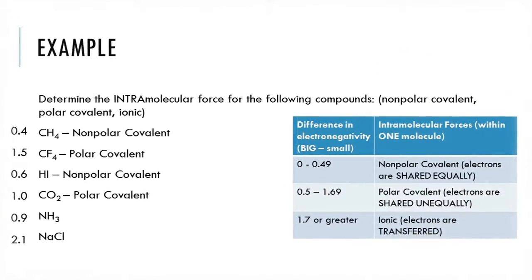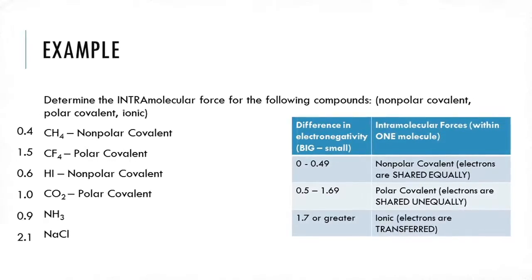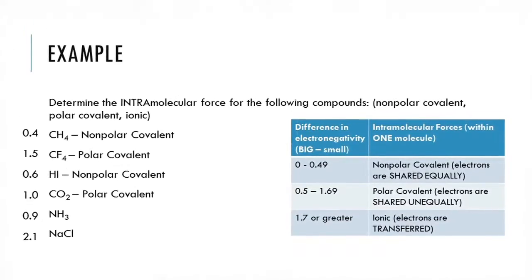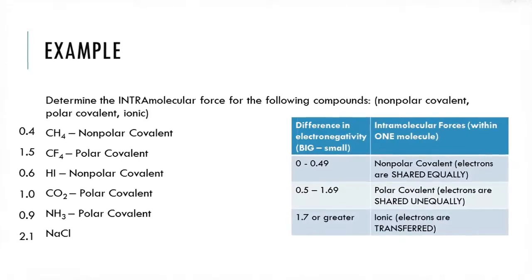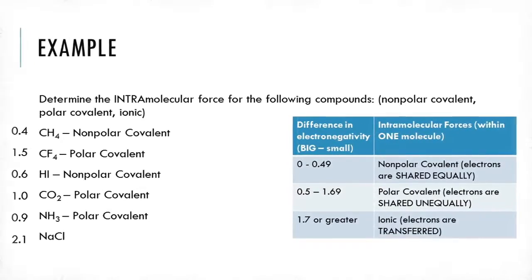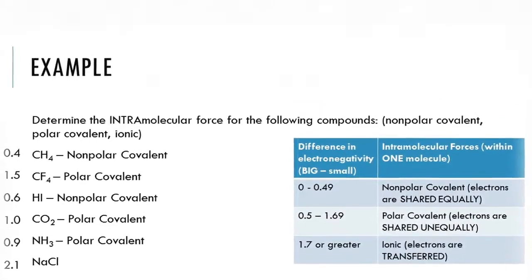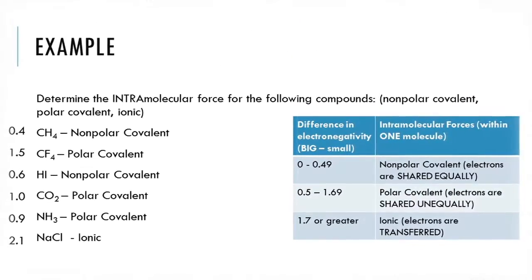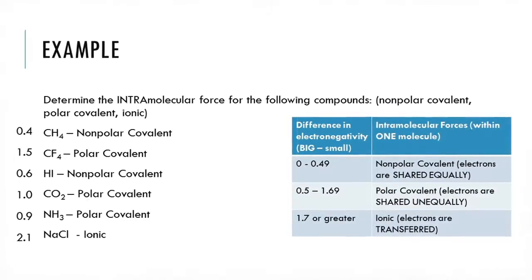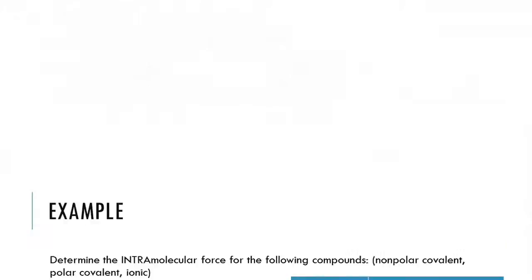CO2 has a difference of 1, which makes it a polar covalent molecule. NH3 has a difference of 0.9, which also makes it a polar covalent molecule. And NaCl has a difference of 2.1, which makes it an ionic molecule.